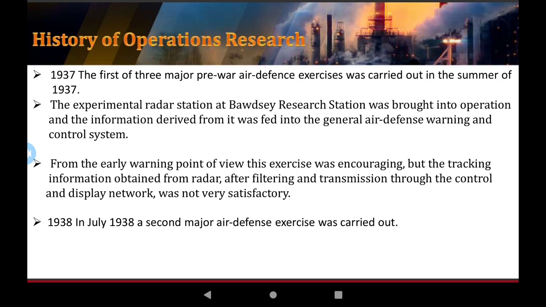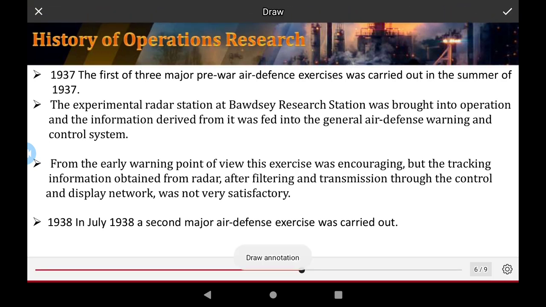Then in 1937, the first of three major pre-war air defense exercises took place. Some of the air defense exercises using operation research were carried out in the summer of 1937. Some of the other experiments of operation research were part of the first of three major pre-war air defense exercises.